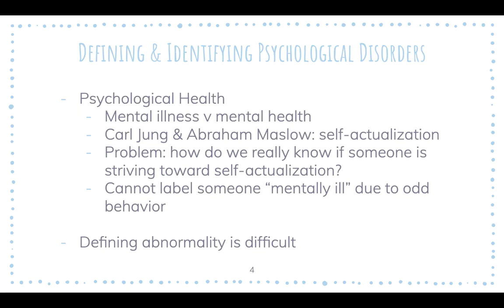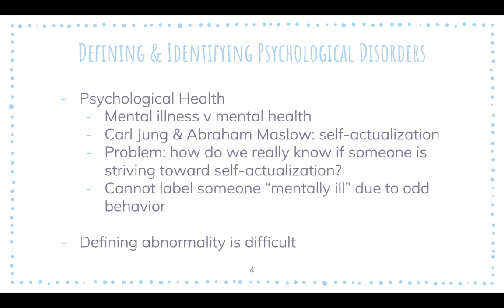So really it gets down to looking at and evaluating psychological health. So this is looking at mental illness versus mental health. Carl Jung and Abraham Maslow, so we talked about Maslow a lot, looked at this idea of self-actualization, attaining your highest ideal, becoming really, truly yourself. However, the question with this is, how do we know if I'm truly myself? How do I know if that person next to me is truly their self? How do you evaluate that?